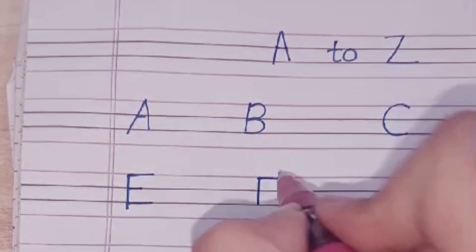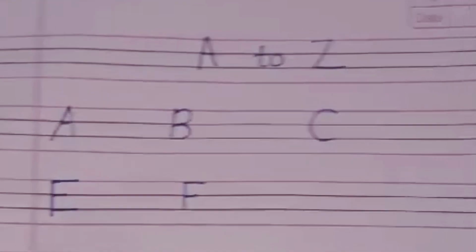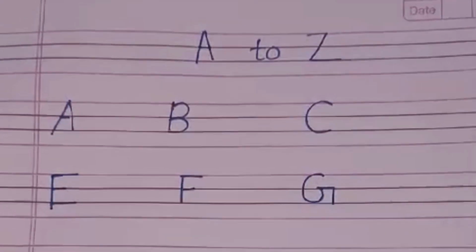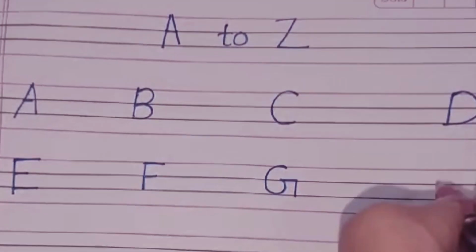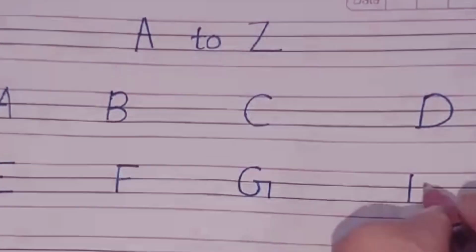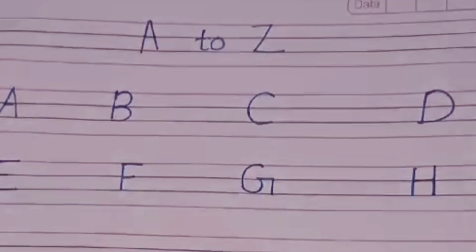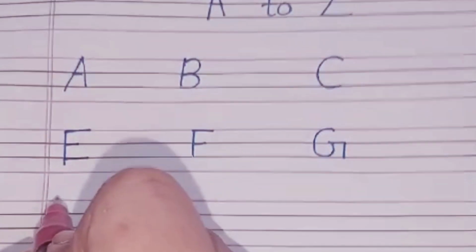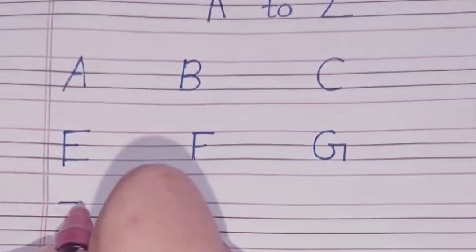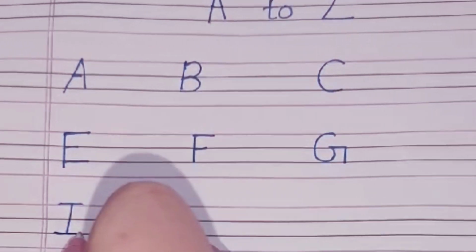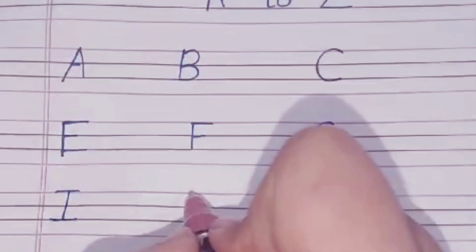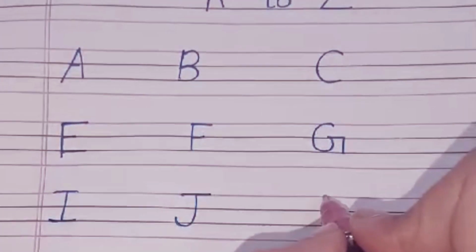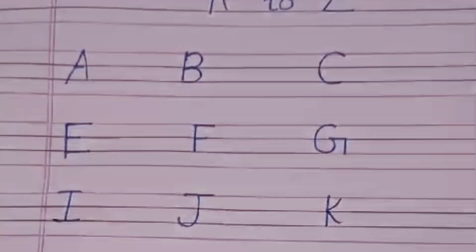F for fish. G for goat. H for horse. I for ice cream. J for jug.